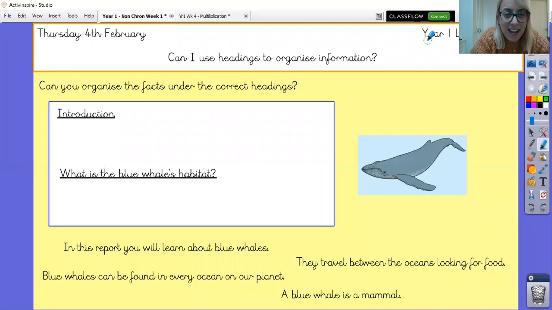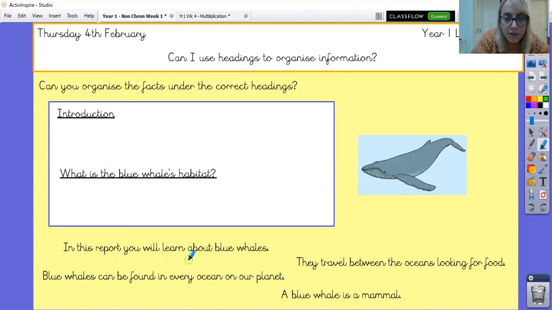Okay, Year Ones, I've got a little challenge for you now. Can you organise the facts under the correct headings? I've taken two of the headings from our non-chronological report, Introduction and What is the blue whale's habitat? They were the first two subheadings in our report. One of them is a question and one of them is simply the introduction. I would like you to have a go at sorting these facts under the correct headings. Where would you put these facts? Which subheadings would you put them under?